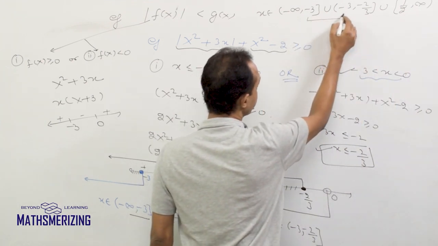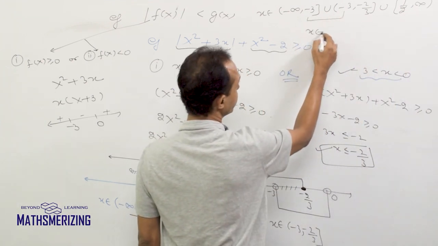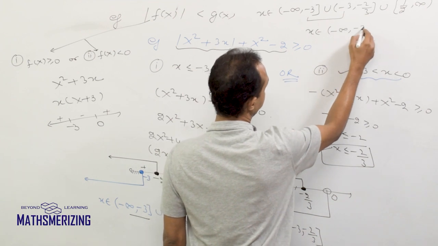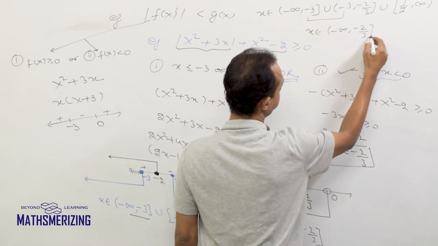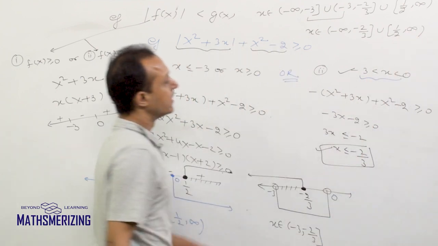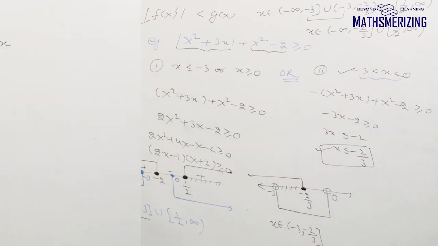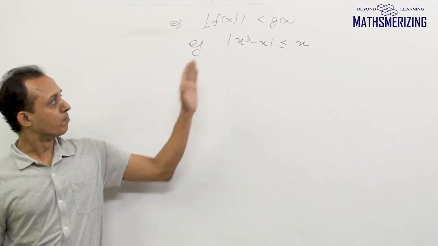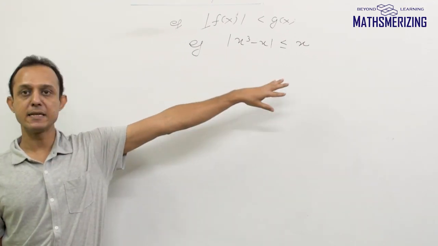Now here, minus 2 by 3 is included here and it's connected. So I can write it as x belongs to minus infinity to minus 2 by 3 union 1 by 2 to infinity. So that is the answer to this question. Now another question is mod of x cube minus x is less than or equal to x.